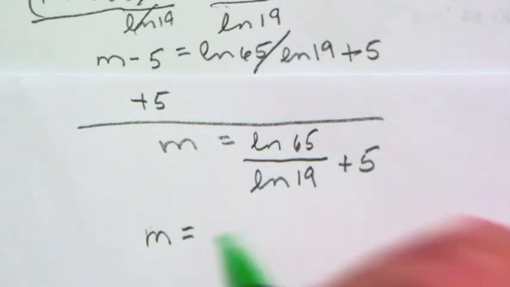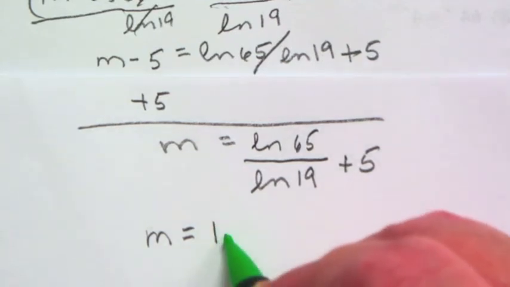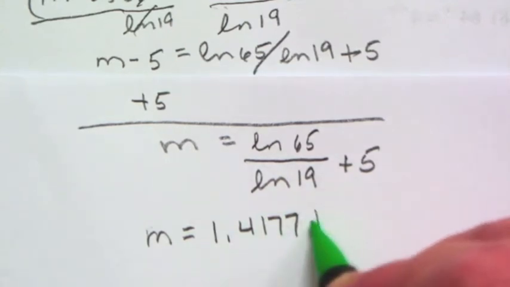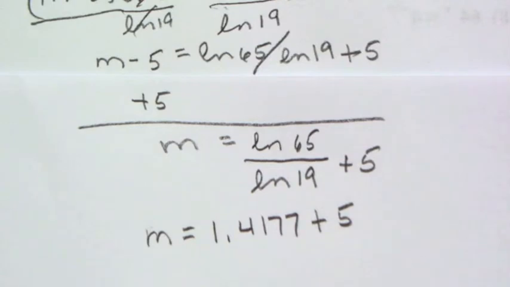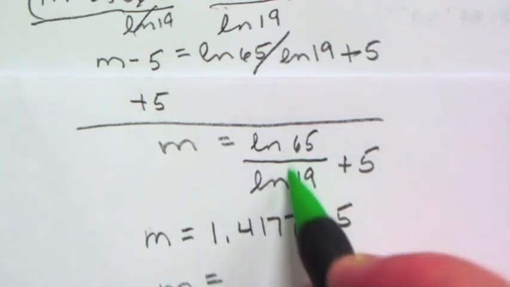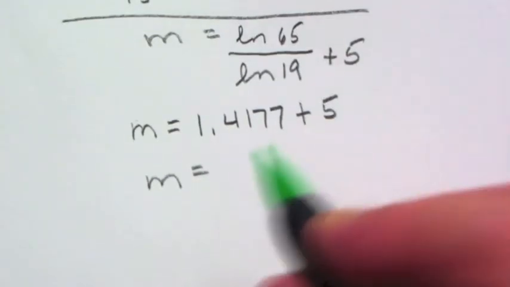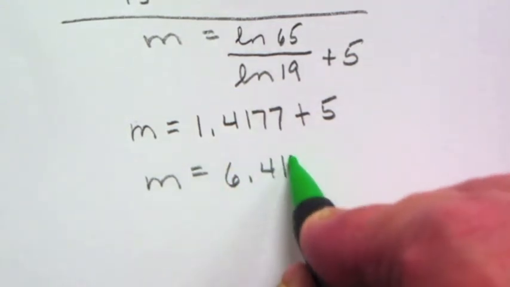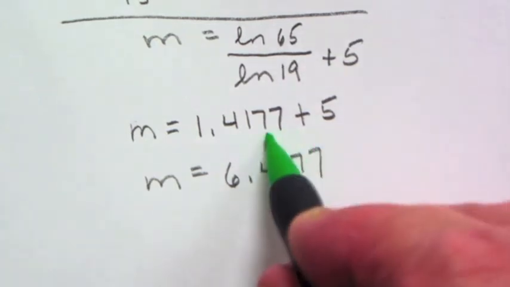And I end up with, now we're going to round this off, 1.4177 plus 5. All right, and then all I do is add those two together. And like I said, this is rounded off. So you have to be careful with your rounding. You don't want to round more than once, so save it to the end instead of doing that earlier in the problem. If I add these two numbers together, I end up with 6.4177. And that is my answer.